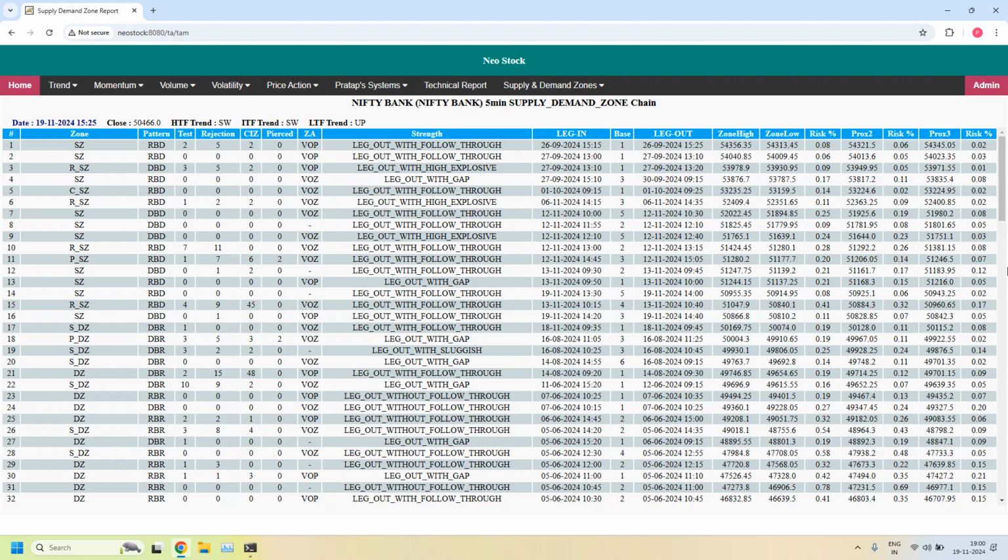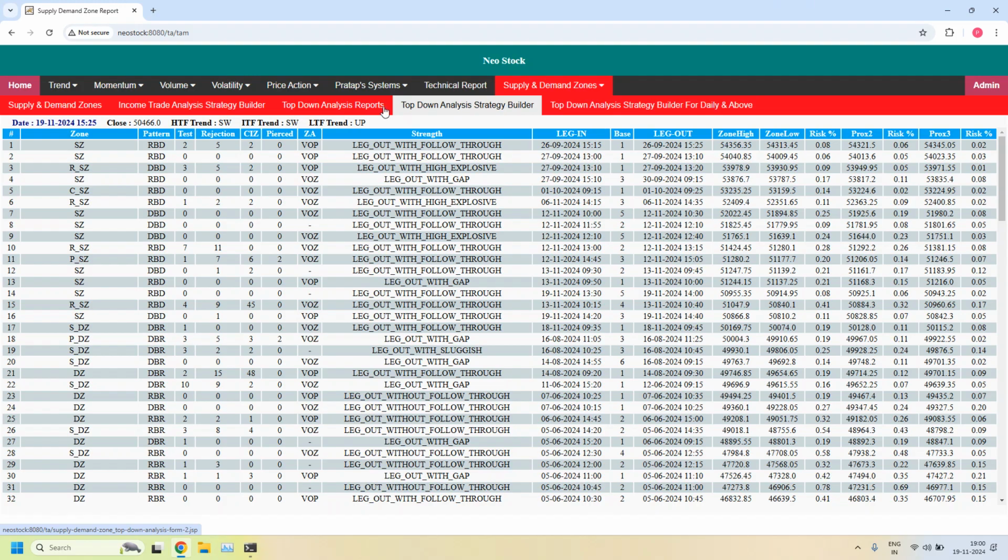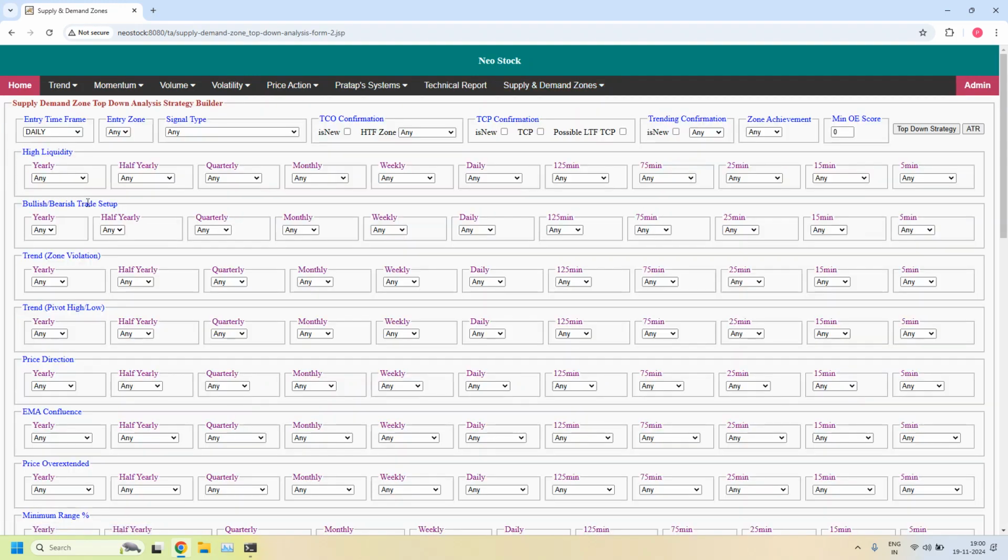So next set of reports are about bullish and bearish trade setups for monthly, weekly and daily income trades. So let's start with the monthly income trade bullish trade setup. Entry time frame is daily. Entry zone is demand zone. In bullish or bearish trade setup at daily time frame, I am selecting bullish.